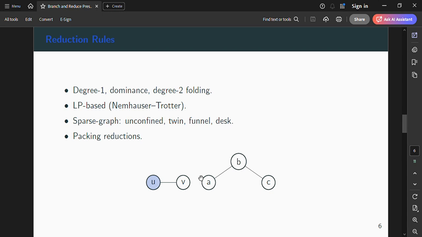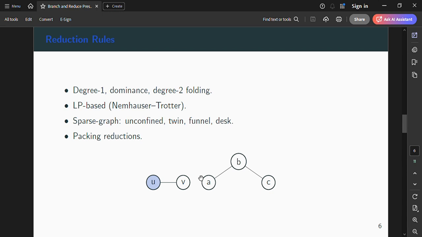Degree 2 folding. If a vertex has degree 2 and its neighbors aren't adjacent, we can replace the triple with a new vertex, solving a similar graph. Then we have the dominance rule. If one vertex's closed neighborhood contains another's, the first must be in the cover. From FPT algorithms, we use the Trotter LP-based reduction, solving an LP relaxation, which always gives variables with values 0, 1 or half, and fixing the zeros and ones. This is computed via bipartite matching.